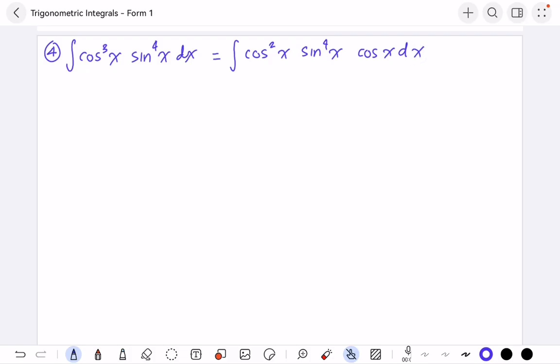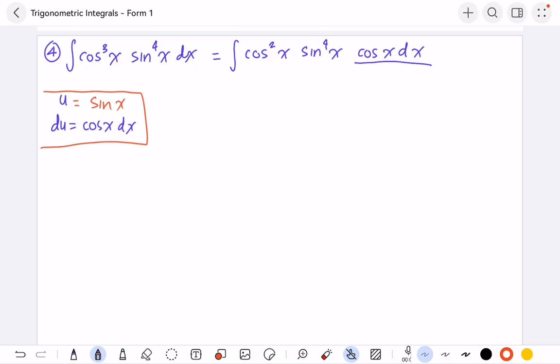I'm doing this because my plan is to substitute du for cosine x dx, the one I separated. If that is the case, all the remaining expressions must be in terms of sine x. Let's review. If u is sine x, the derivative is cosine x dx. Let me enclose that.